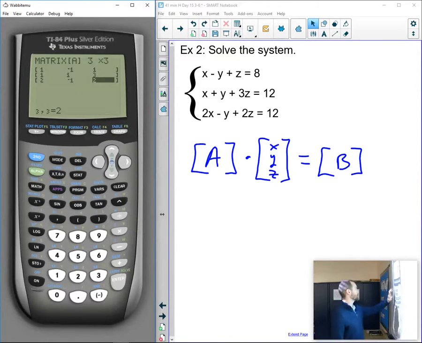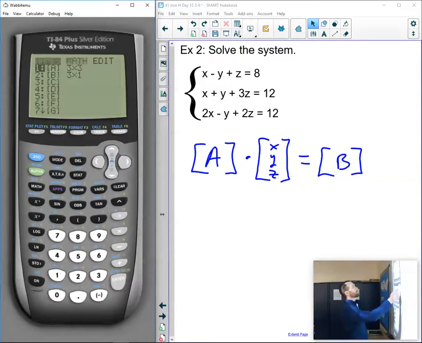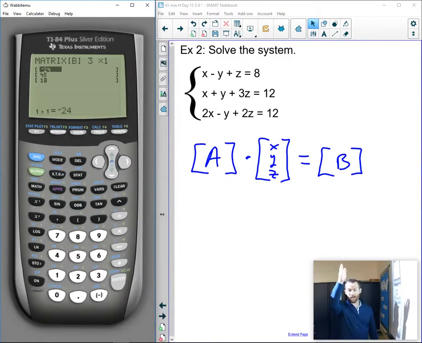Looks good. Okay. Now I hit second matrix. I'm going to edit matrix B. Hit enter. We want this one to be a 3 by 1, so I just hit enter twice. Now I write the answer. So it's 8, -12. Did I say -12? It's +12. That was weird. It's 8, 12, and 12.